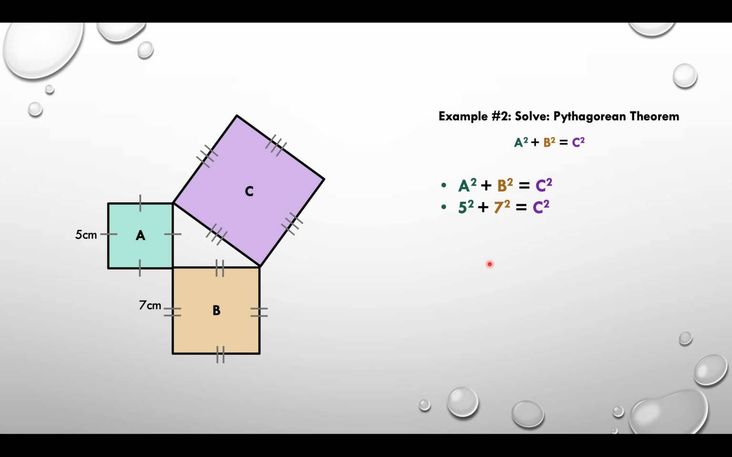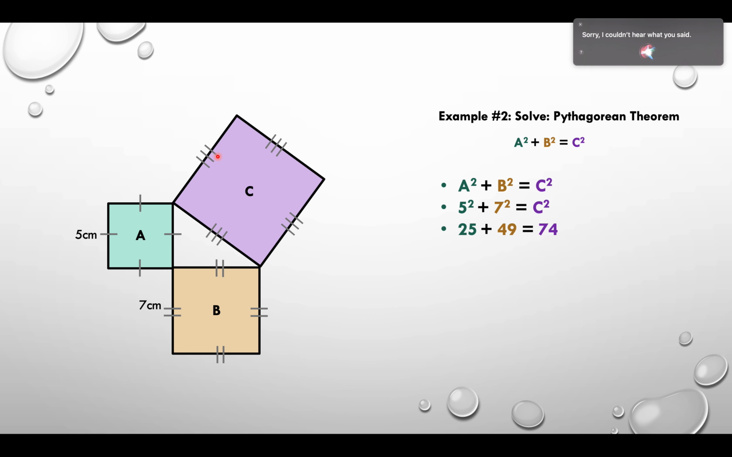So we plug in the numbers we know. 5 is A, so 5 squared plus B is 7. 7 squared should equal C squared. 5 squared, 5 times 5 is 25. 7 times 7 is 49, which equals 74. Now 74 is the area of this entire square. So we want to bring it back.